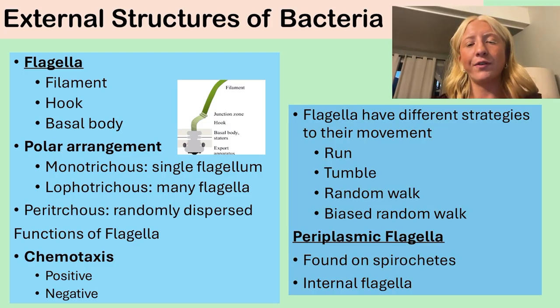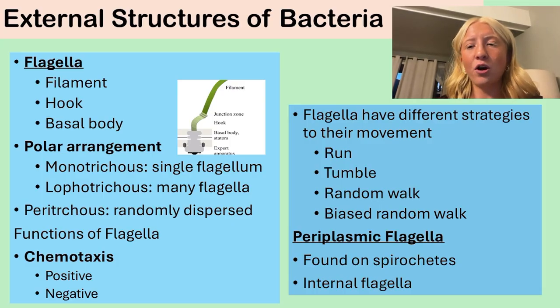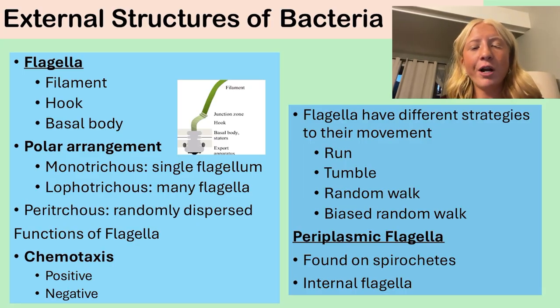Flagella also have different strategies in their movement. They have a run, which goes straight towards the stimulant. It rotates counterclockwise to swim directly towards the stimulant in a linear direction. Then there's a tumble. This is something that interrupts the runs. It makes the flagellum reverse and change its course. And then we have a random walk. This is a combination of the two, so it alternates between a run and a tumble. And then lastly, we have the biased random walk. This is when the bacterium will slow down the amount of tumbles it does, allowing for a longer run time, but still tumbling sometimes.